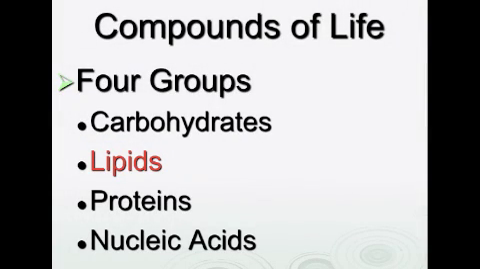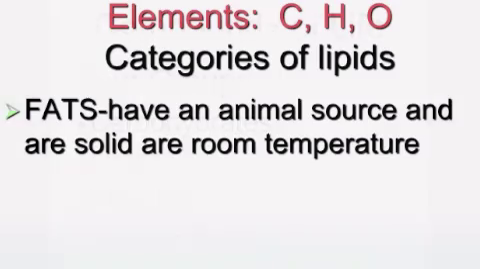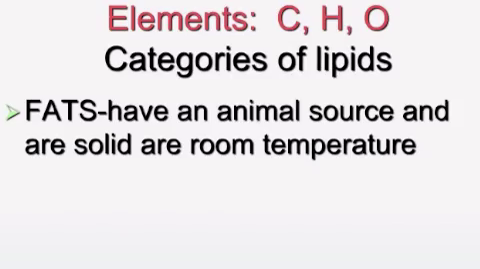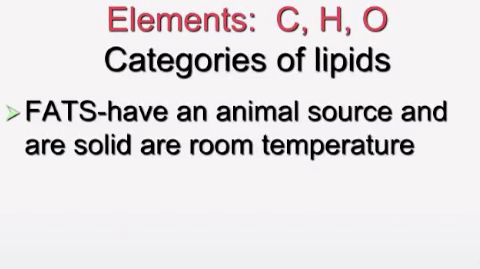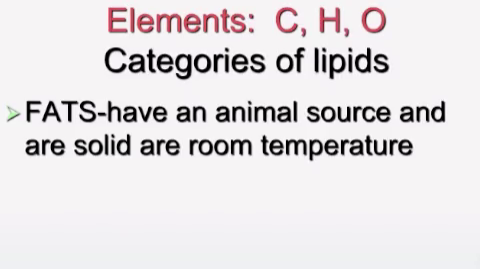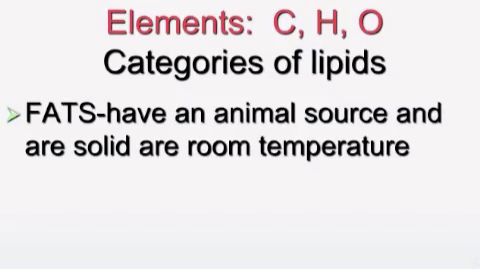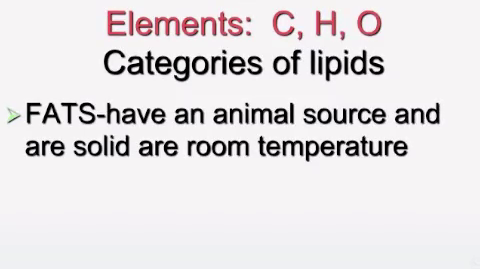We're continuing to talk about the compounds of life. We've talked about carbohydrates, and now we'll talk about lipids. The elements found in lipids are carbon, hydrogen, and oxygen, or CHO. And there are three categories of lipids. Fats is the first, and they come from an animal source, and they are generally solid at room temperature.